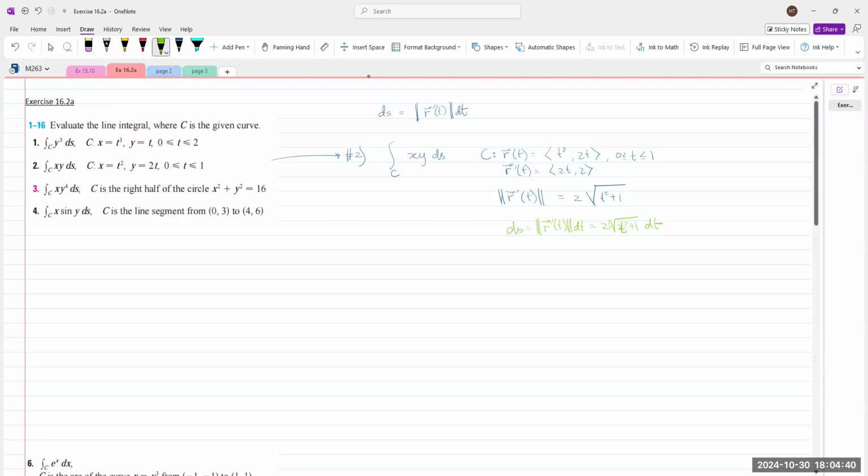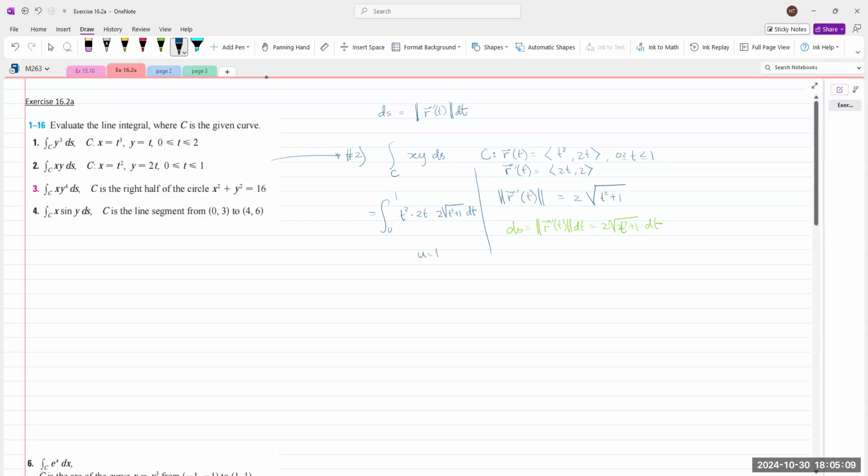Okay? Now if we go to the integral, that will be the integral from 0 to 1. x will be t squared, y will be 2t, ds will be 2 square root of t squared plus 1 dt. That's the setup. Okay? How do we do it from here? I think we have an issue with the t squared plus 1, huh? Let's substitute that ugly guy.